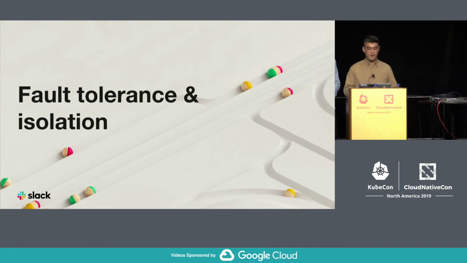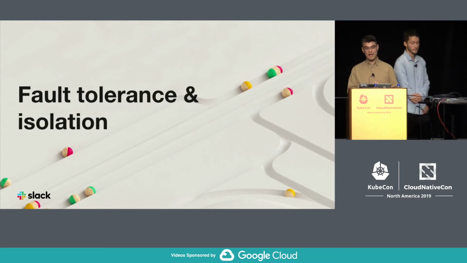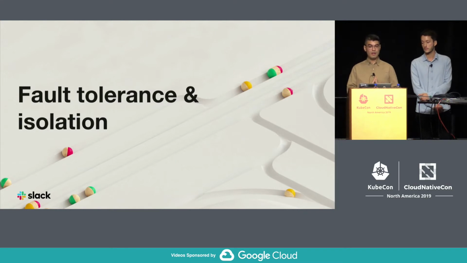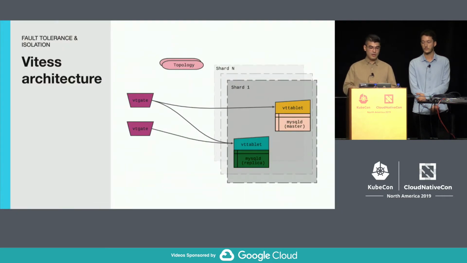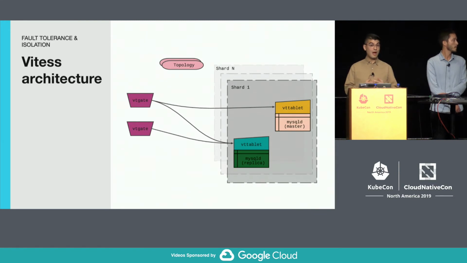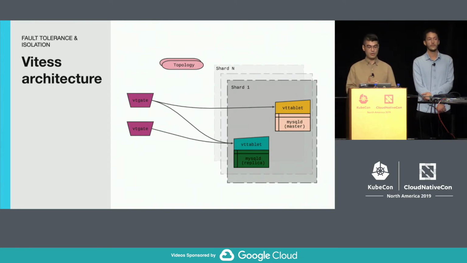So with that, I want to dig a little bit deeper into how we deploy Vitess at Slack and what we learned along the way when it comes to fault tolerance and isolation at our scale. First, I just want to do a very quick refresher of what the Vitess architecture looks like. I'm not going to go into many details, but if you're interested in this topic, just reach out after the talk, and I'm happy to talk about it.